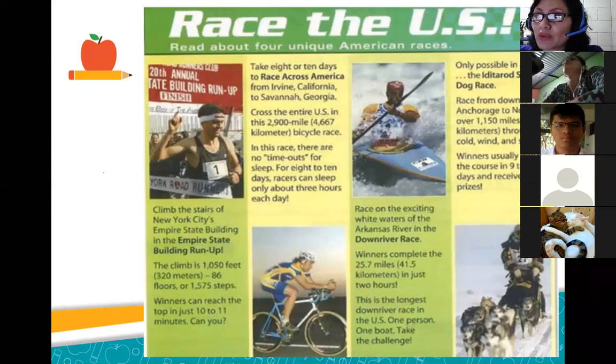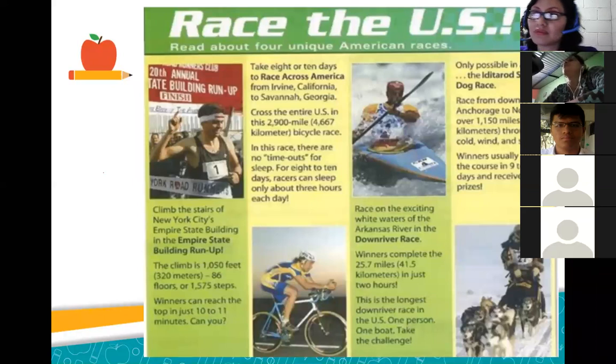Let's see, Veronica, do you want to read? Race on the exciting white waters of the Arkansas River in the Don River Race. Winners complete the 25.7 miles, 41.5 kilometers in just 2 hours. This is the longest downriver race in the U.S. One person, one boat, take the challenge. Very good. Thank you very much. And it's Arkansas. The last S isn't pronounced, I think. Arkansas. Very good.